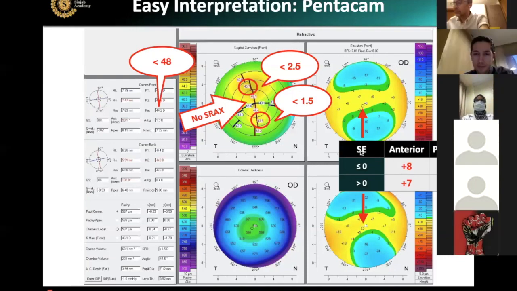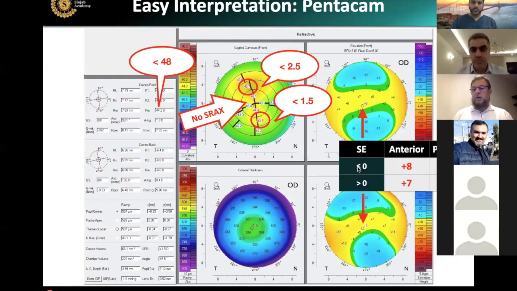We look at the spherical equivalent of the patient. If the spherical equivalent is myopic or equals 0, for example, if it is mixed astigmatism +2 sphere -4 cylinder, so the spherical equivalent is 0, or the spherical equivalent is in the minus, the cutoff values are +8 on the anterior, +18 on the posterior. And for the hyperopic people, it is +7 for the anterior and +28 for the posterior. Above these values would be abnormal.